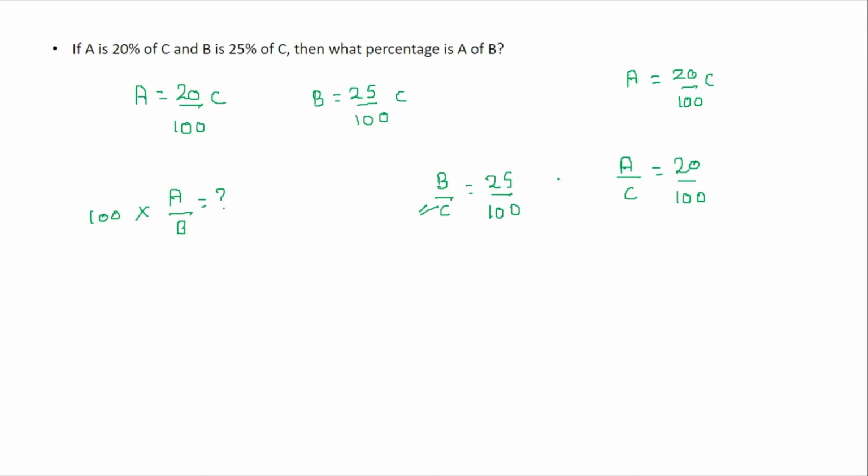You can say C is common in both of them, so the value of C should be the same in both places. Here it is 100, here it is 100, so it's okay. In case C here was 80 and C here was, suppose, 70, what can we do in this case? We have to make them equal. To make them equal, I can multiply 80 by 7 and 70 by 8.